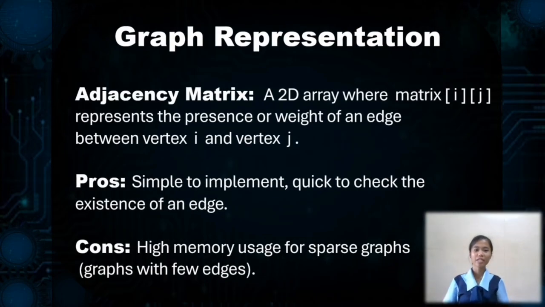Next, we will be discussing graph representation. Adjacency matrix: a 2D array where the matrix represents the presence or weight of an edge between a vertex and another vertex. Pros: simple to implement, quick to check the existence of an edge. Cons: high memory usage for sparse graphs, or graphs with few edges.